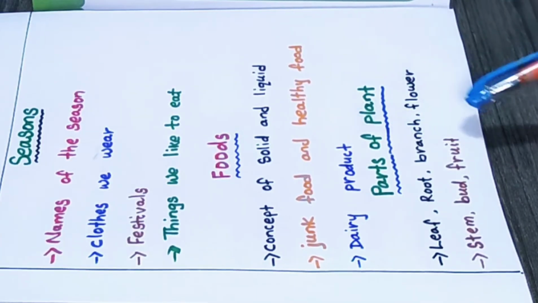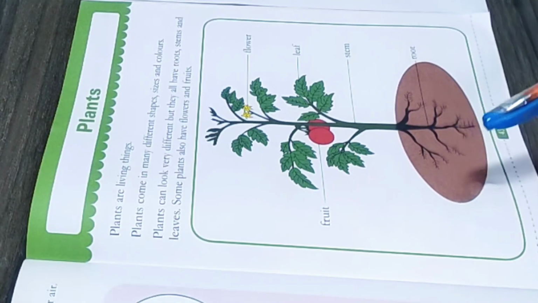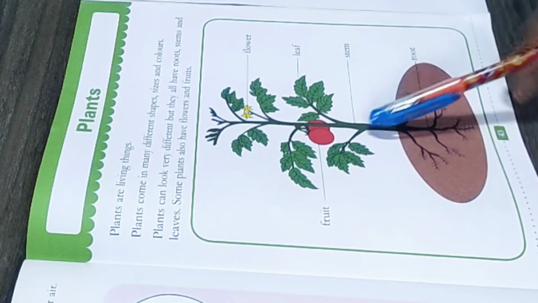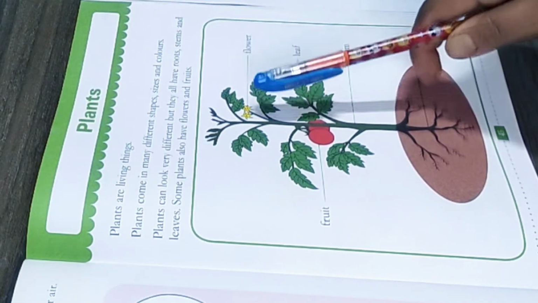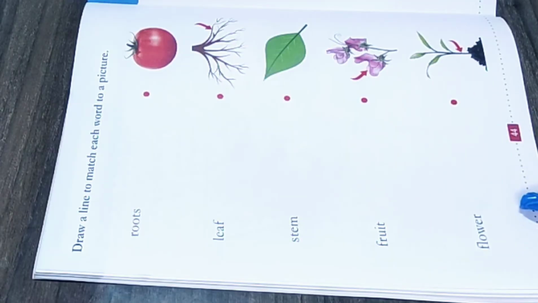After foods, you can teach the concept of parts of a plant. In plants, the child should know different parts of a plant like root, stem, leaf, flower, fruit. In this worksheet, the child needs to match different parts of the plant to its word.